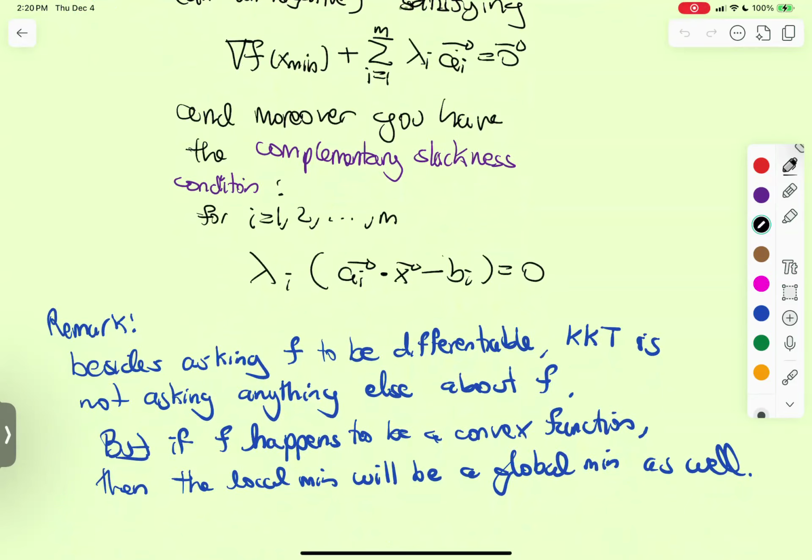Well, that's what I was saying. Here I'm not really asking for the function to be convex. But if the function happens to be convex, one of the reasons why convex functions are nice is because a local minimum is automatically a global minimum. So if you can guarantee that your problem is a convex function, that's a useful thing to know ahead of time. Then you get an absolute minimum.